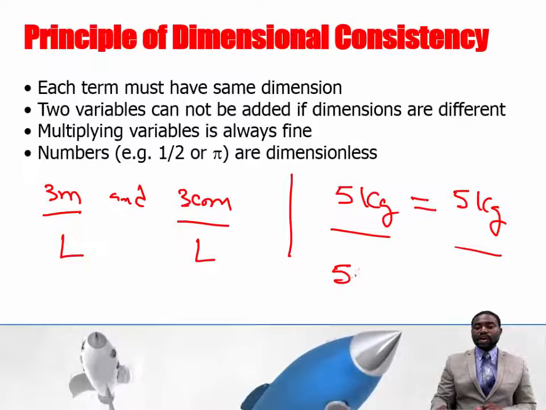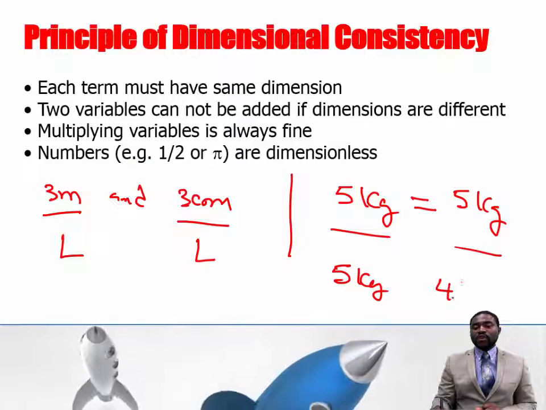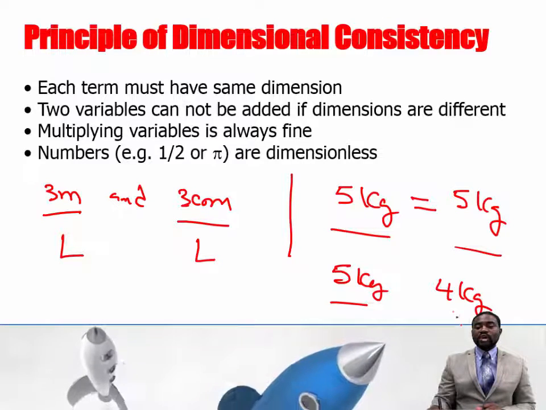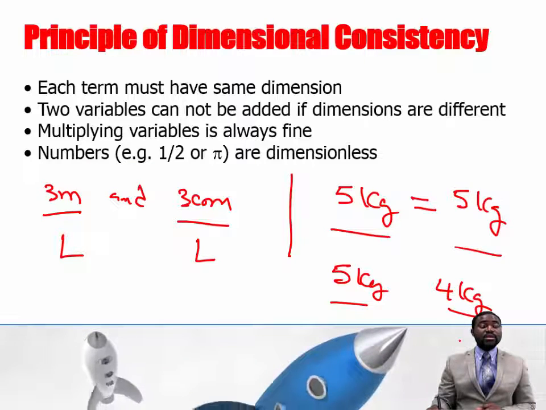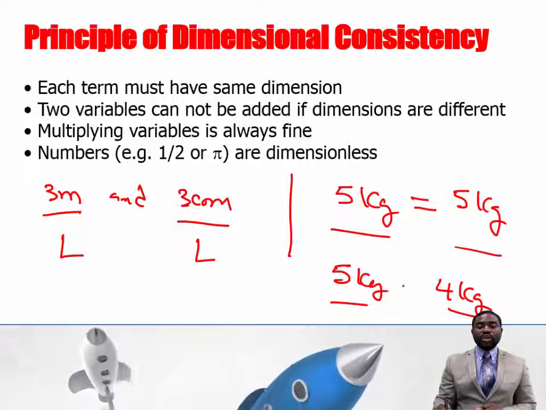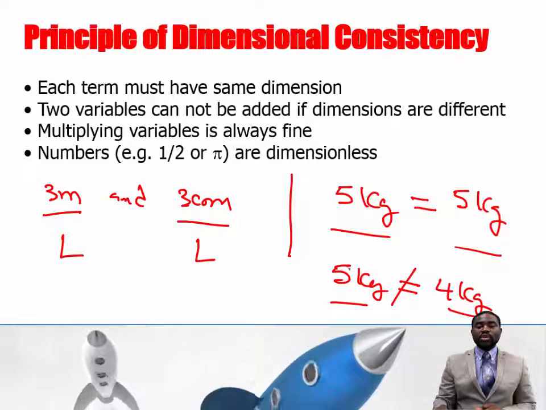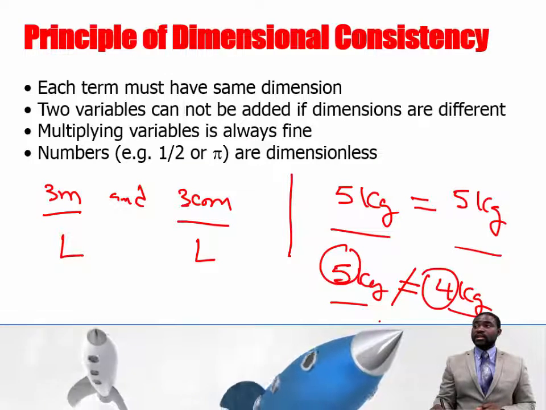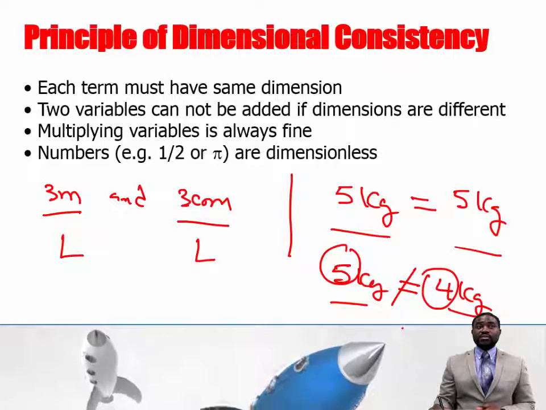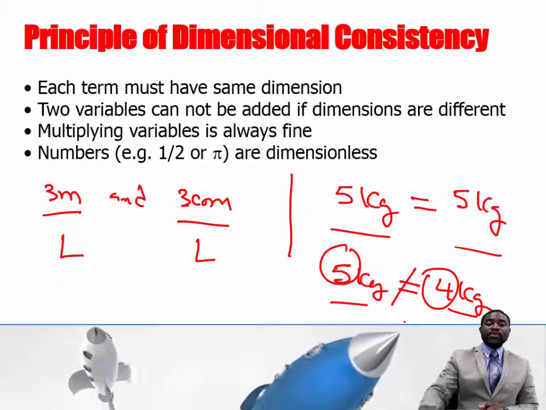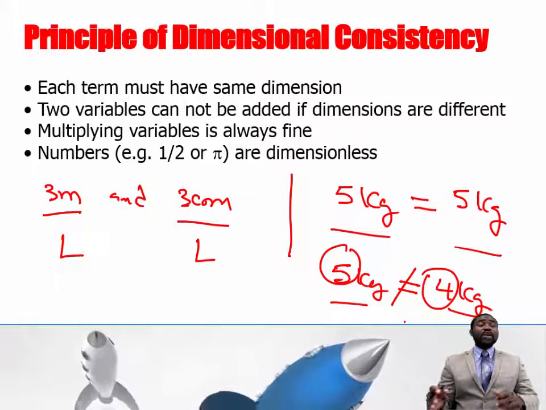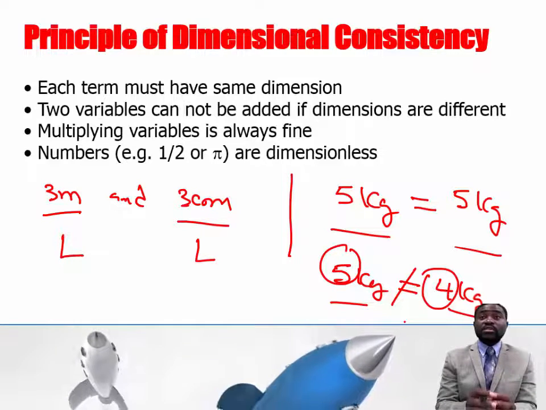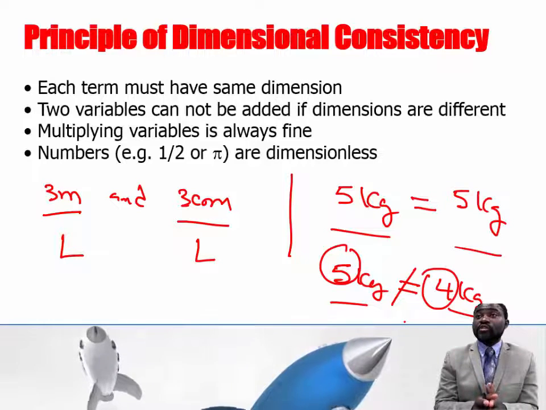But if we have 5 kilograms and 4 kilograms, they have the same unit and dimensions. But can we equate the two? No, because they have different what? Magnitudes. Do you understand that? They have different magnitudes. Therefore, it is critical for you to understand the following facts. For an equation to be correct in science, for an equation to be consistent, it must obey the following property.